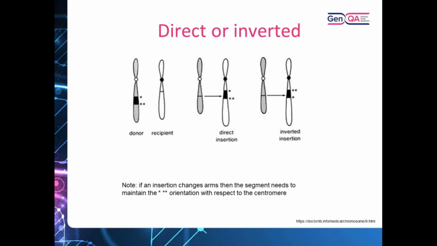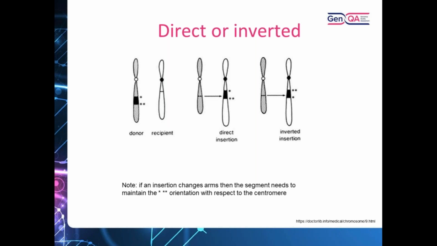So direct or inverted is dependent on relationship to the centromere. If an insertion is within the same arm of a chromosome, then the orientation towards the centromere needs to be maintained. If it moves between arms, then it needs to be switched around. And I'll show a bit more of an example of this later on.